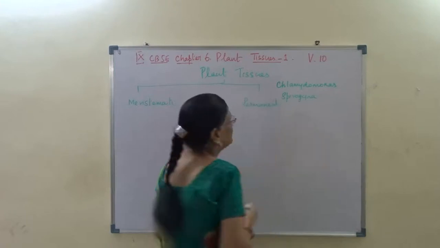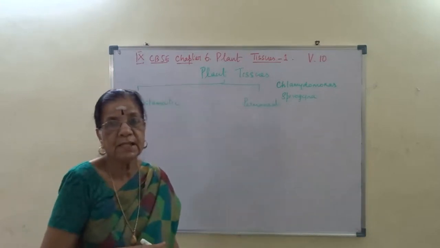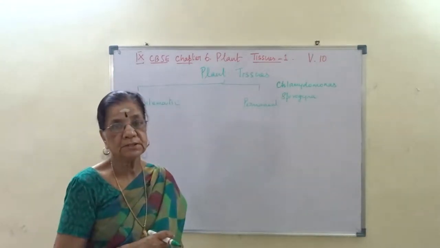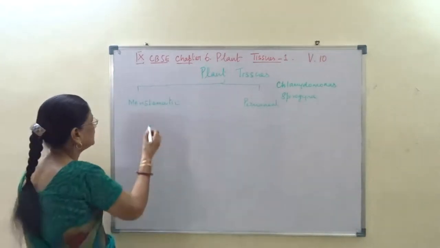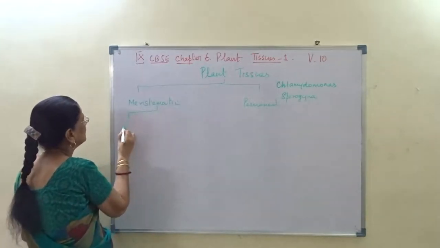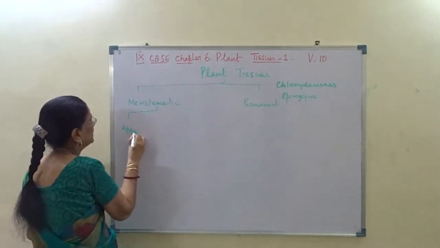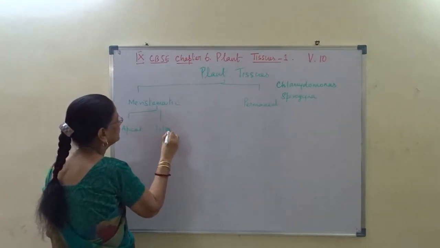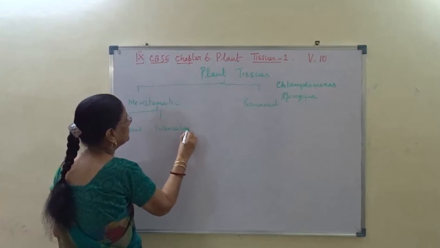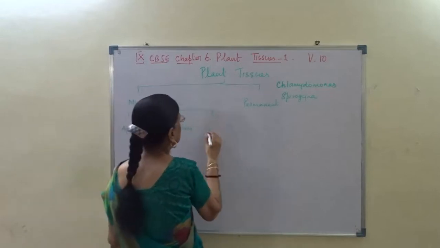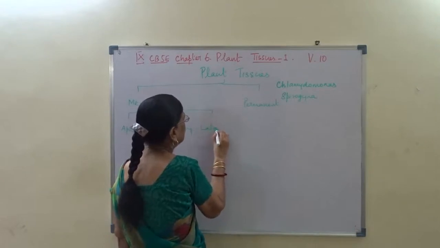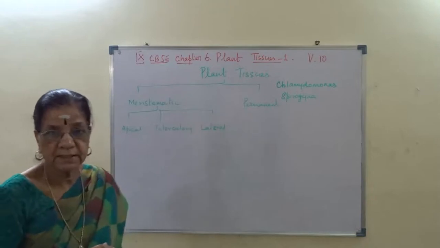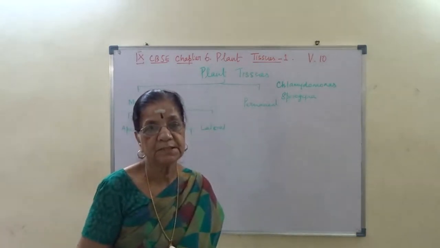These plant tissues are broadly classified into meristematic tissue and permanent tissues. Now these meristematic tissues are further classified as apical meristem, intercalary meristem and lateral meristem.